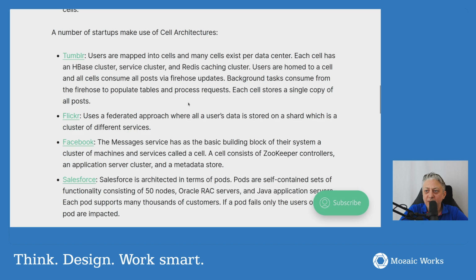So Tumblr: users are mapped into cells and many cells exist per data center. Each cell has an edge-based cluster, service cluster, and Redis caching cluster. Users are homed to a cell, and all cells consume all posts via Firehose updates. Background tasks consume from the Firehose to populate tables and process requests. Each cell stores a single copy of all posts.